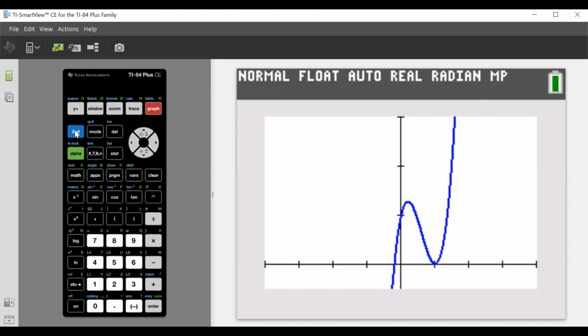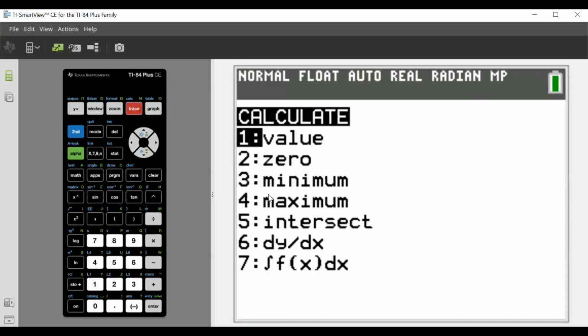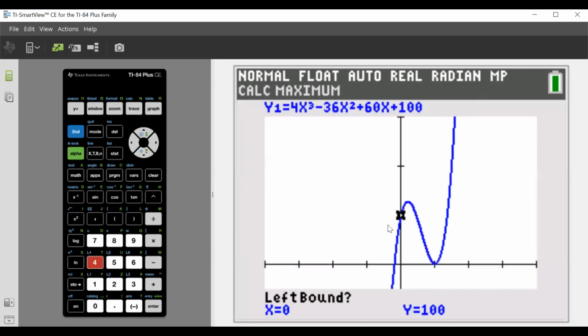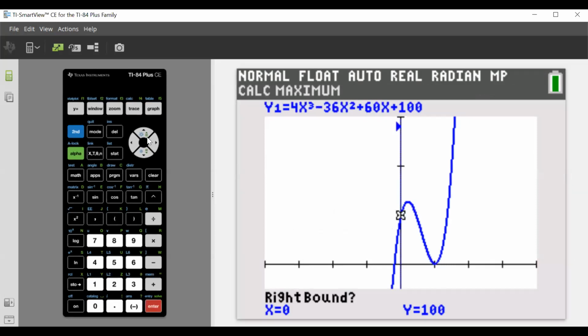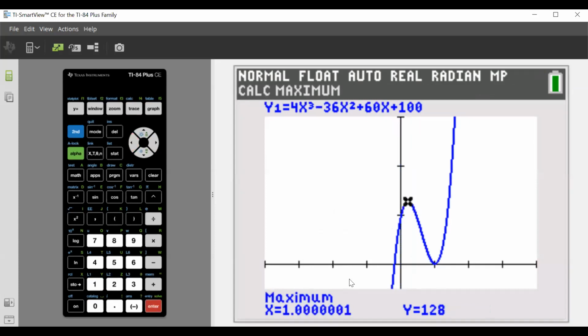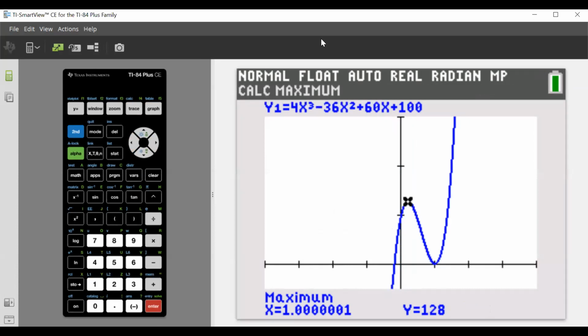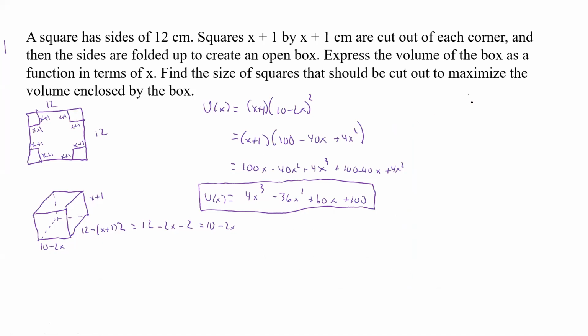And so now what we need to do is find that max, where the peak is. So we're going to do our second trace, and we want the maximum. And so that's a good spot there. Let's just enter there and go over to the other side, enter there, and let's see somewhere in here. So it looks like 128. So that looks like that's going to be our max. So x equals 1 and then 128. So let's get that written down over here. So x equals 1, max is 128.